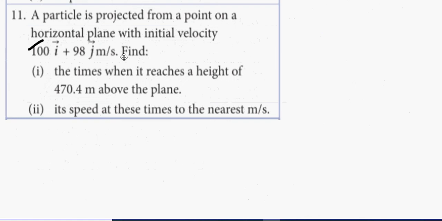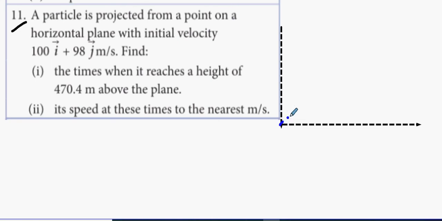A particle is projected from a point on a horizontal plane with initial velocity 100i plus 98j. Find the time when it reached a height of this much above the plane. Alrighty, so you obviously show your particle. It says times, plural, doesn't it? Times plural implies it's not the maximum height, so it goes up and back down again.